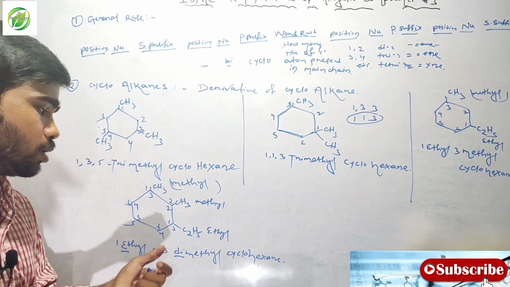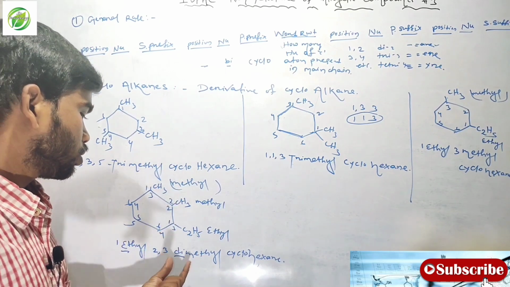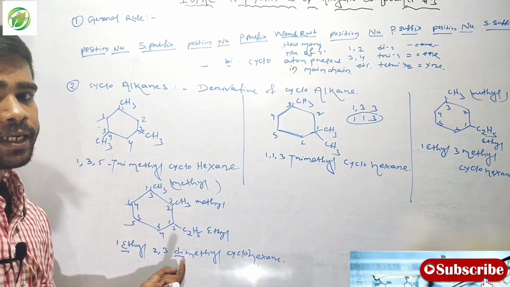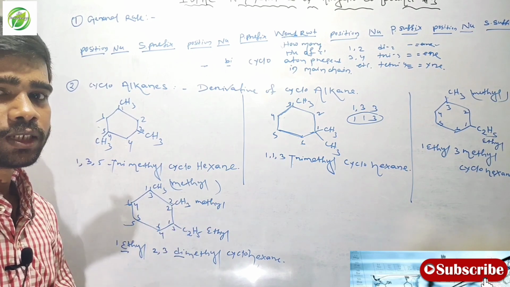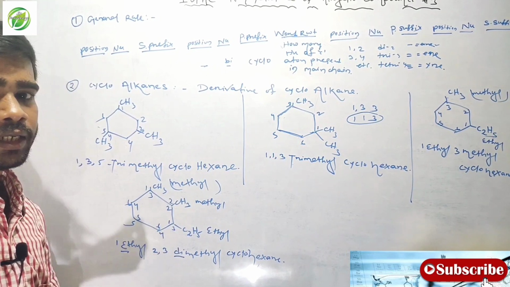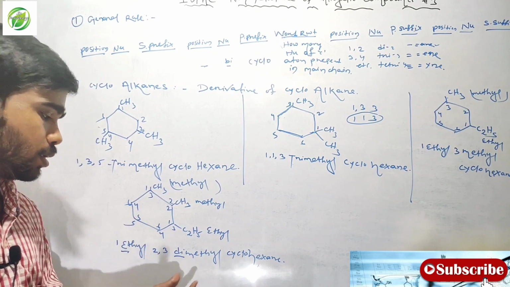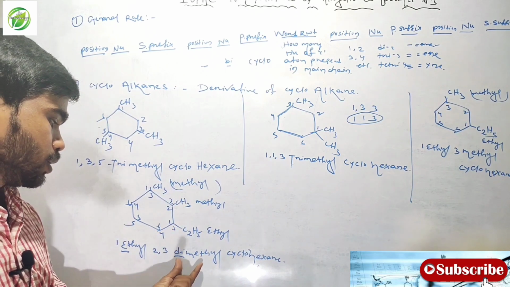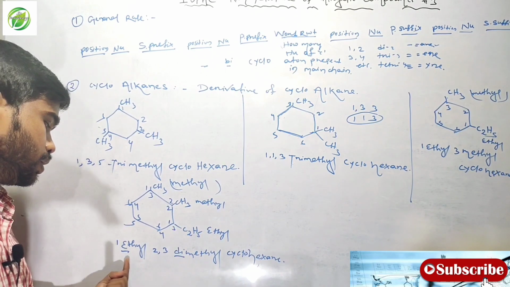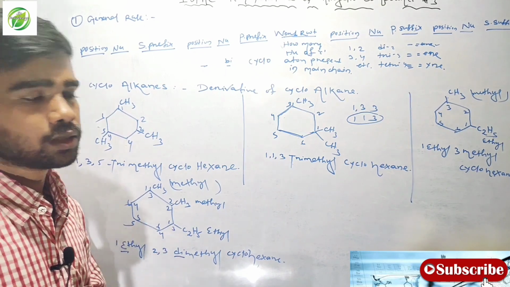Friends, we already discussed, in the normal case we do not consider the di, tri, tetra, etc. But in the case of complex chains we consider di, tri and tetra. Then in the case of complex chains, first di comes, then ethyl.